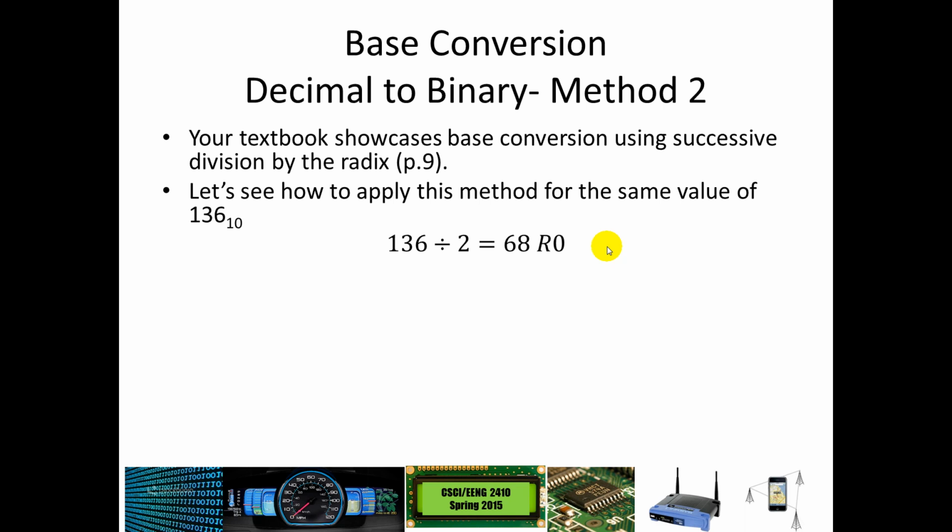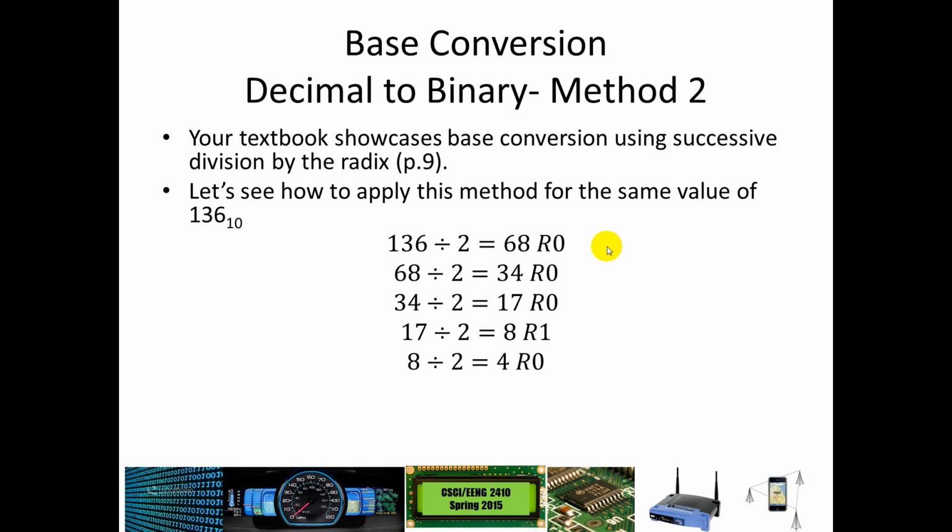Now we're going to take that 68, divide that by 2, and see what the remainder is in the quotient. So that gives us 34 with a remainder of 0. Then we're going to keep going. So 34 divided by 2 gives us 17, remainder 0. 17 divided by 2 gives us 8, remainder 1. And we can keep on going through this process, taking that quotient and then continuing to divide that by the radix. We're going to keep going until the quotient works out to be 0.